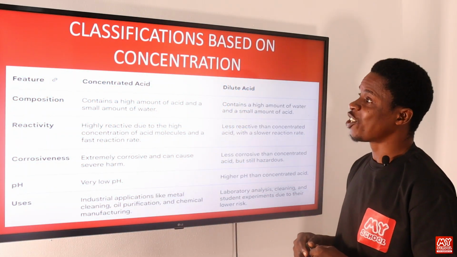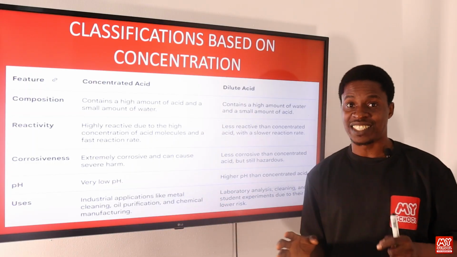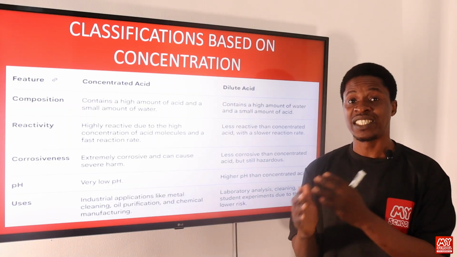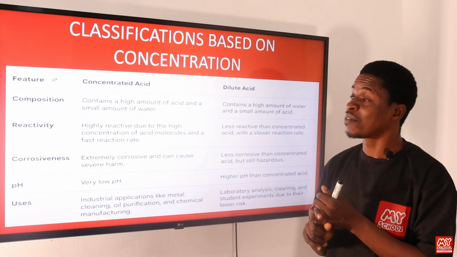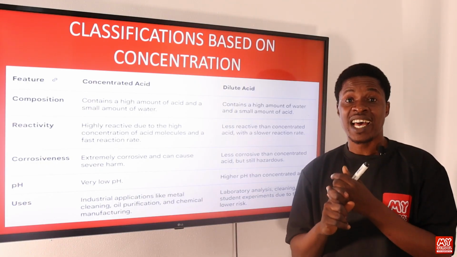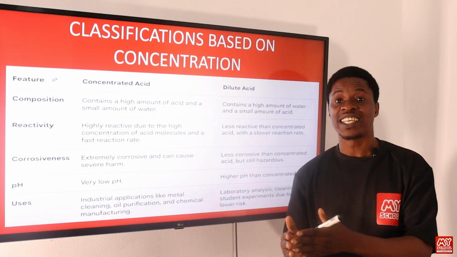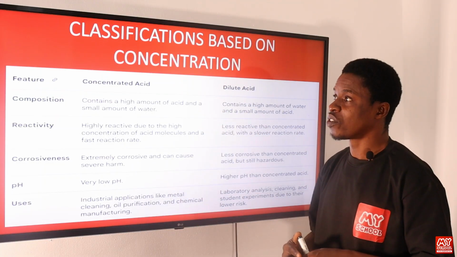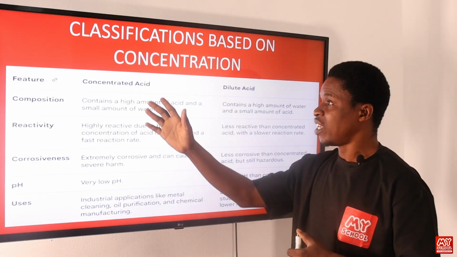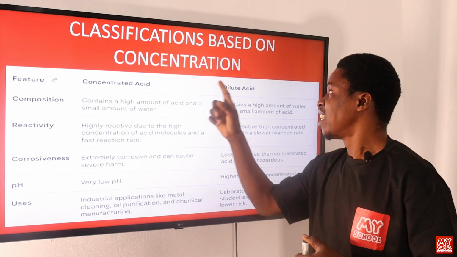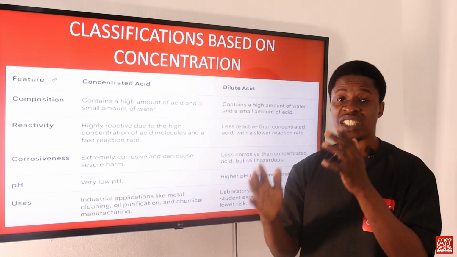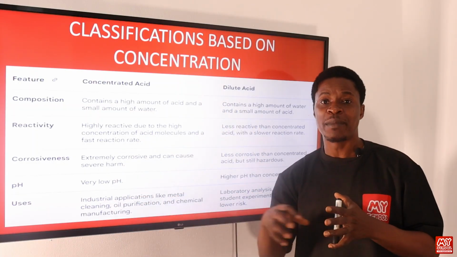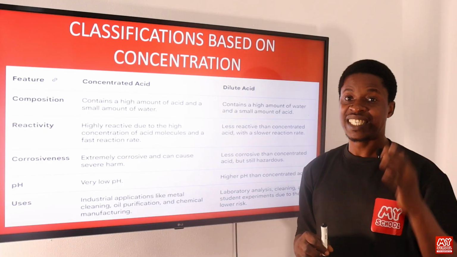Now, classification based on concentration. This is the last classification of acids. We have talked about classification based on sources, that's whether they are organic or inorganic. We have looked at classification based on dissociation, whether they are strong acids or weak acids. The third type is classification based on concentration. We have tabulated the difference between concentrated acid and dilute acid. One major difference between the two is in the composition, the amount of water in concentrated acid and the amount of water in dilute acid.